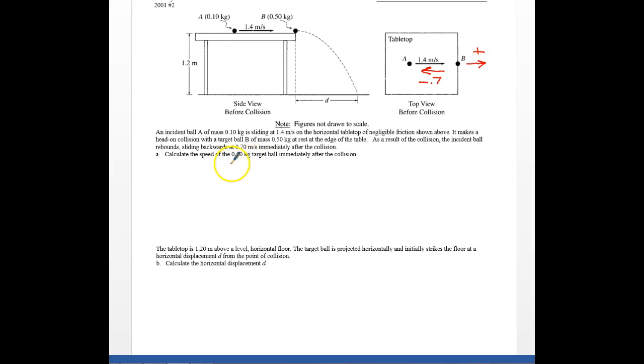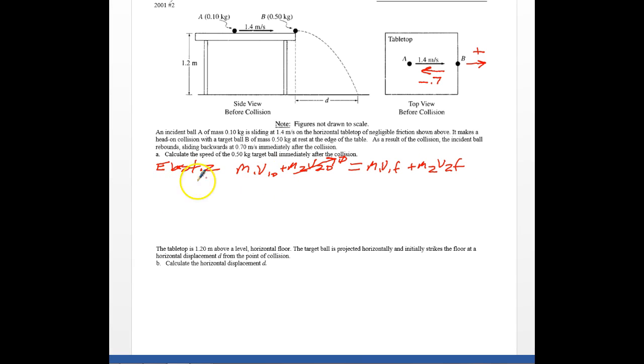So we want to know what is the speed of the target ball. This is definitely an elastic collision, so we know that it is elastic. And because of that, we're going to use our equation m1 v1 original plus m2 v2 original. Now notice this one is 0, so we can just leave it off there. Is equal to m1 v1 final plus m2 v2 final.